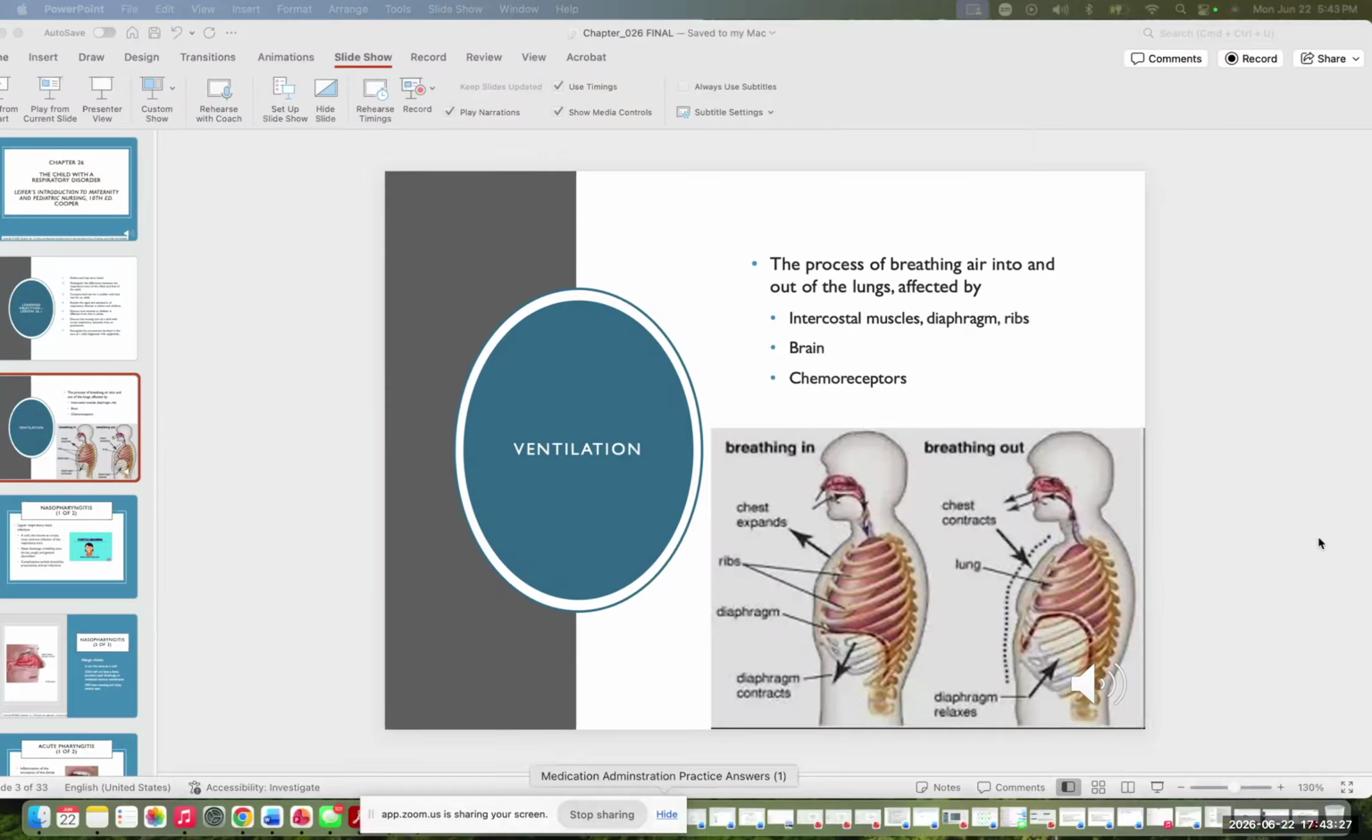Questions on anatomy. Obviously, the respiratory tree, right? We start with our upper airways, right? So we have our pharynx, larynx, goes to our trachea. In order for our trachea not to get fluid, what is on top of it?